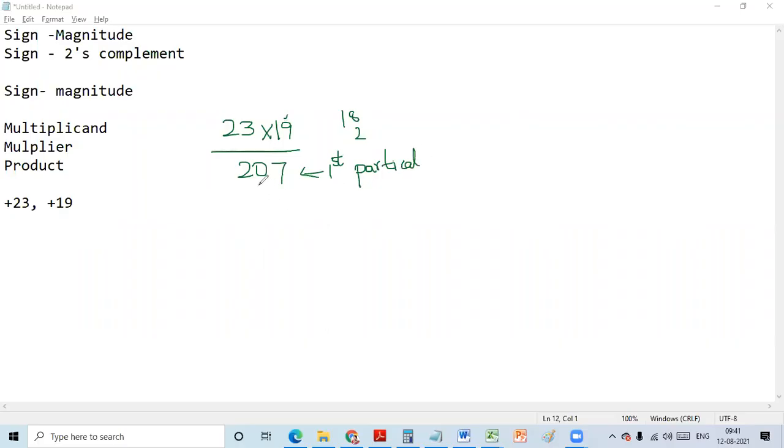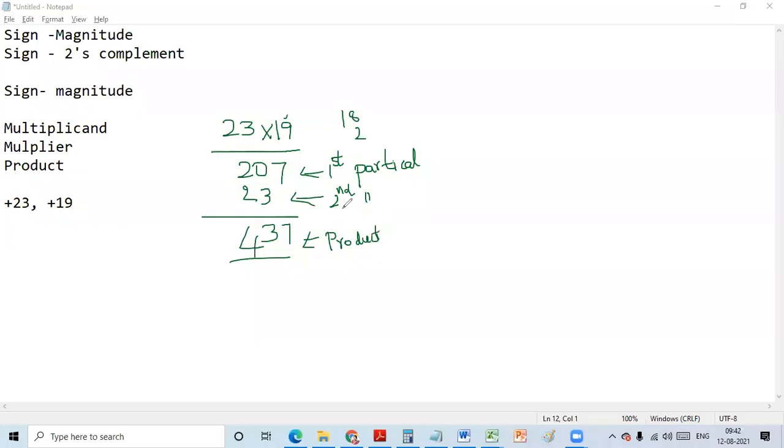After that, next 1 into 3. And where you have to keep that 3, you need to keep it by shifting left by 1 bit after the first partial product, right? And then 2. After that, we have to add these two: 7, 3, 4. This is your second partial product. And this is our final product, the total product.